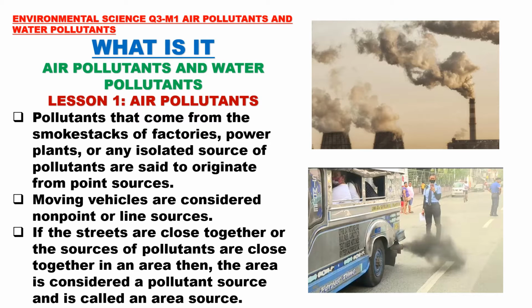Pollutants that come from the smokestacks of factories, power plants, or any isolated source of pollutants are said to originate from point sources. Moving vehicles are considered non-point or line sources. If the streets are close together or the sources of pollutants are close together in an area, then the area is considered a pollutant source and is called an area source.